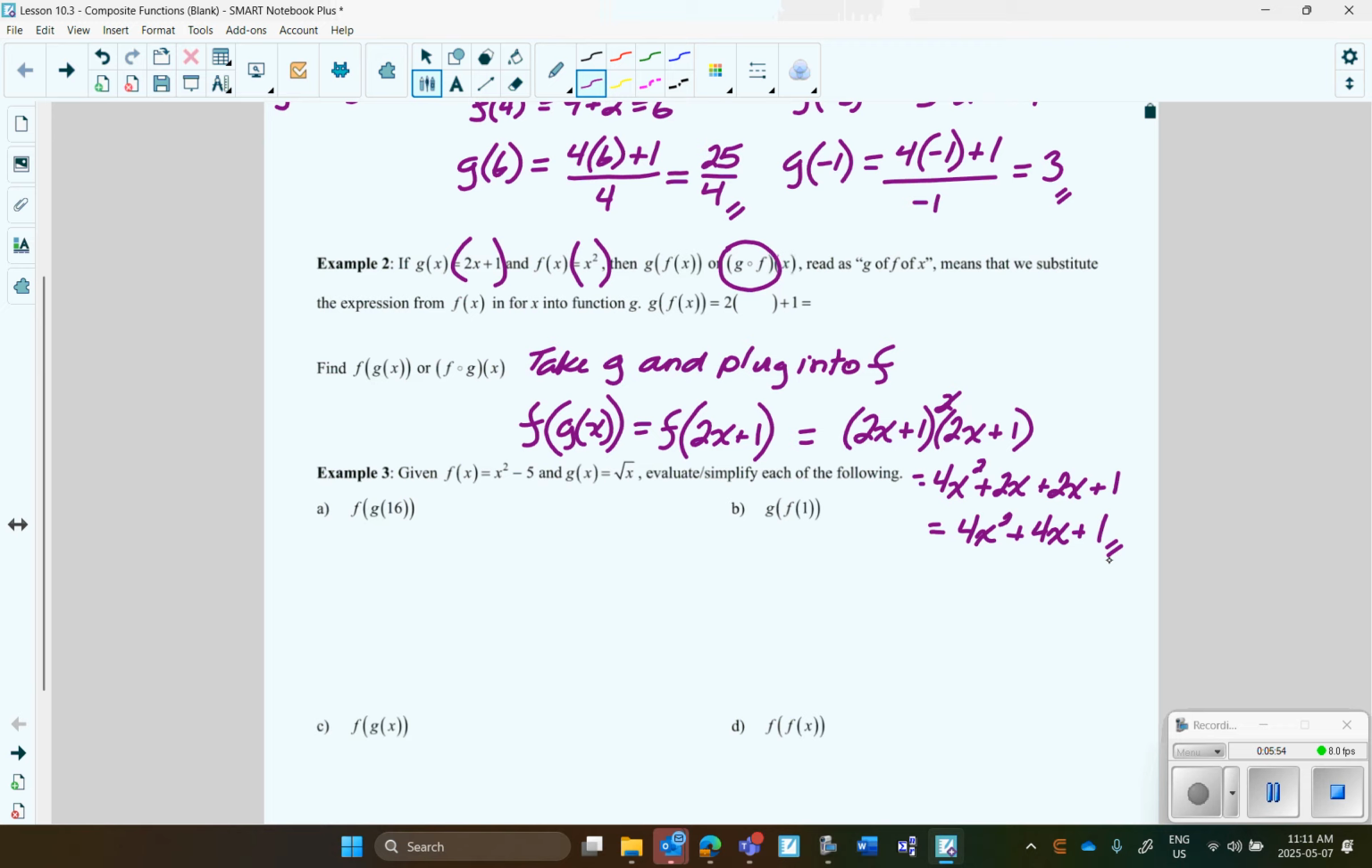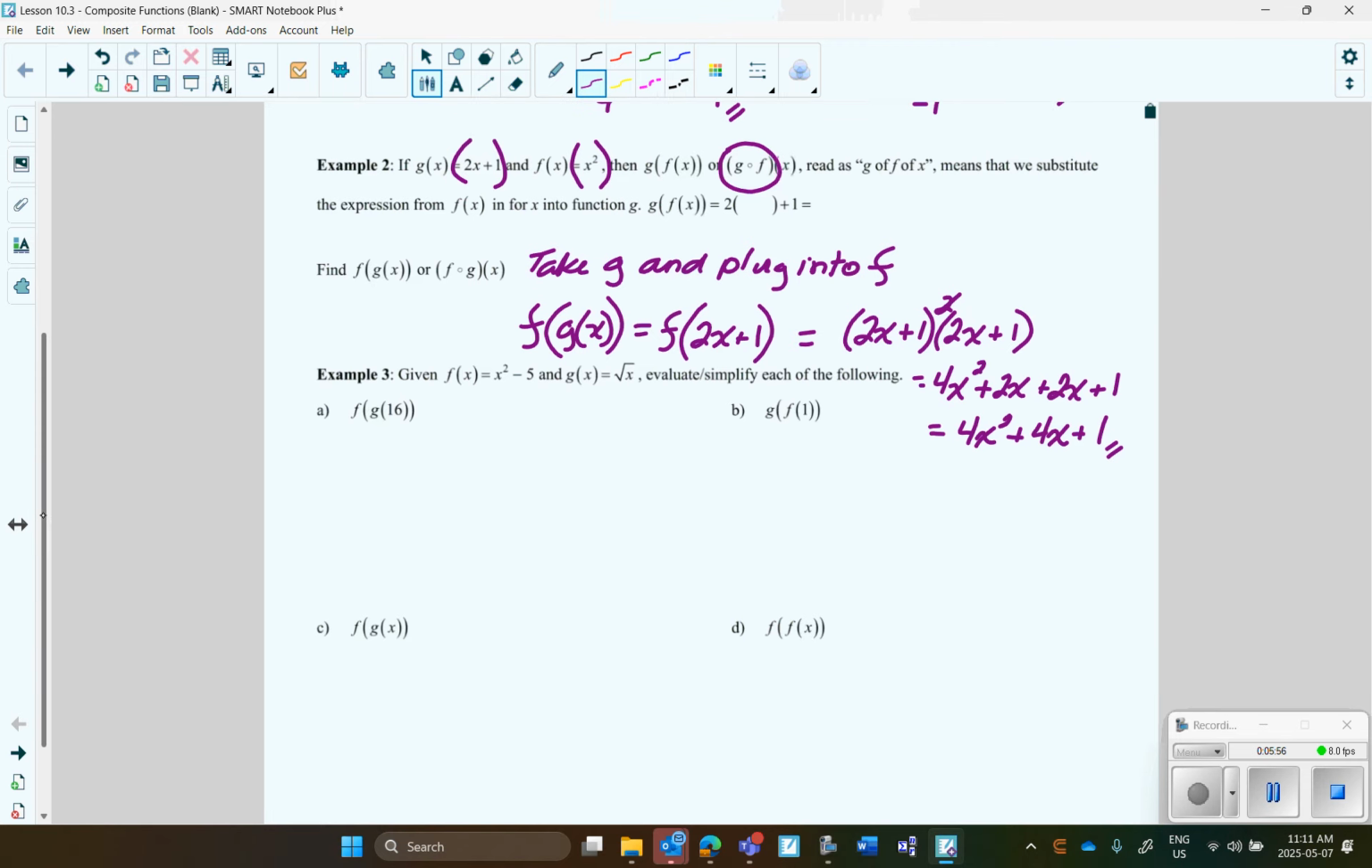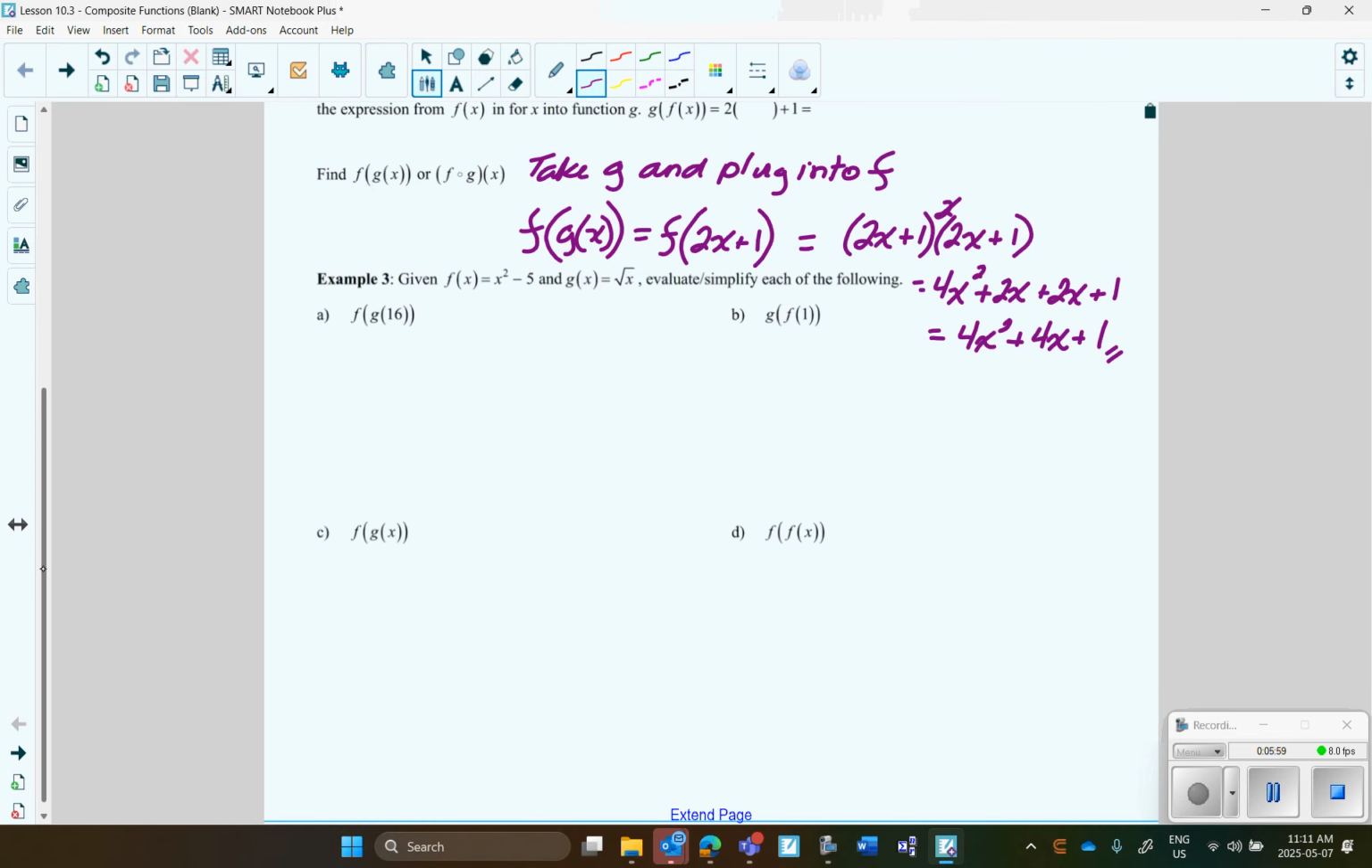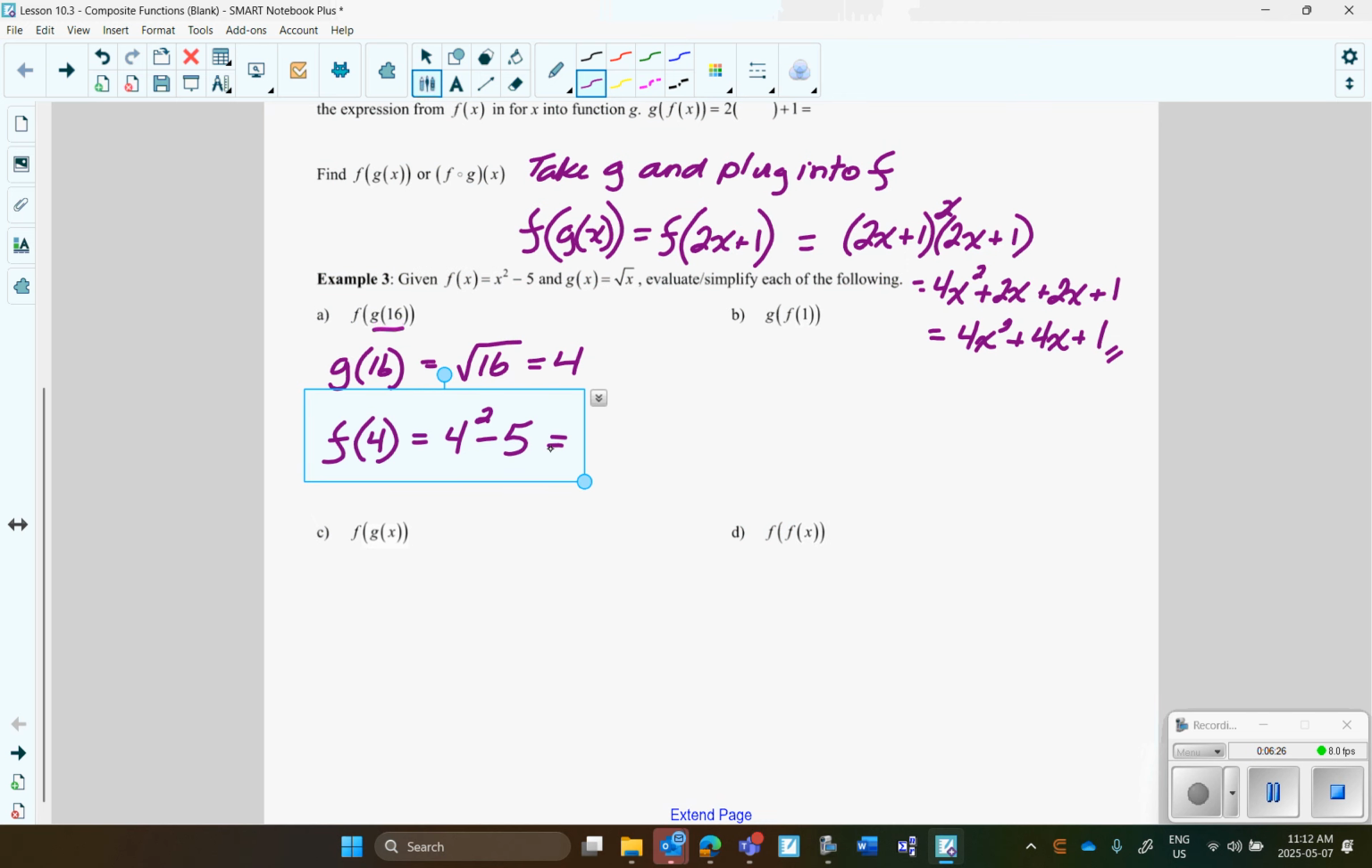One more example, where we're asked to plug in numbers and we're also asked to plug in variables. Okay, let's find g of 16. Well, that means I have to take the square root of 16, which is 4. Take that answer 4 and plug it into function f. So I get 4 squared minus 5, which is 16 minus 5, which is 11. So that's my final answer.